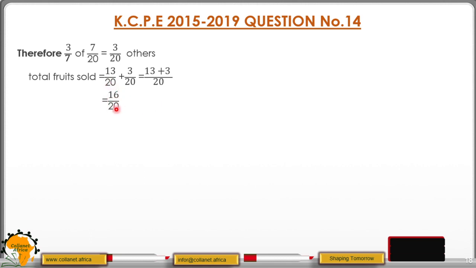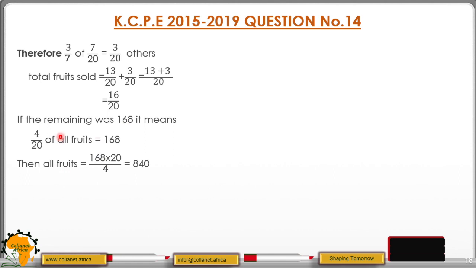So 16/20, but remember, if the remaining was 168, it means that 4/20. For this to be whole, we need another 4. So it is 20/20 minus 16/20 to get 4/20. So 4/20 of all the fruits will give you 168. So we can take all the fruits to be x or unknown. Therefore, to get all, this is multiplication. You need to multiply by 20 this side, and then you divide by 4. You multiply by 20, divide by 4.